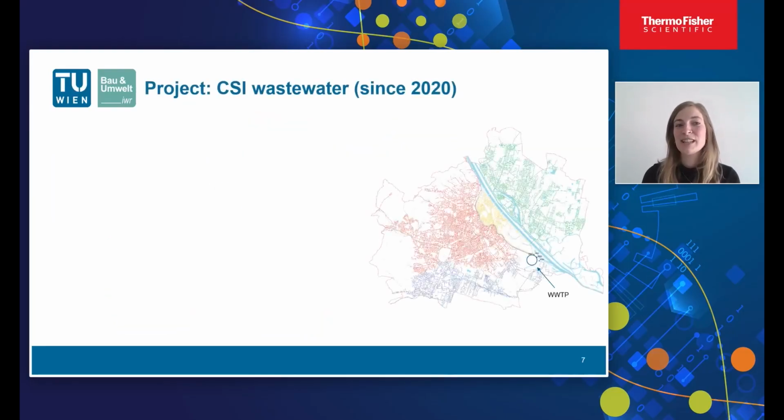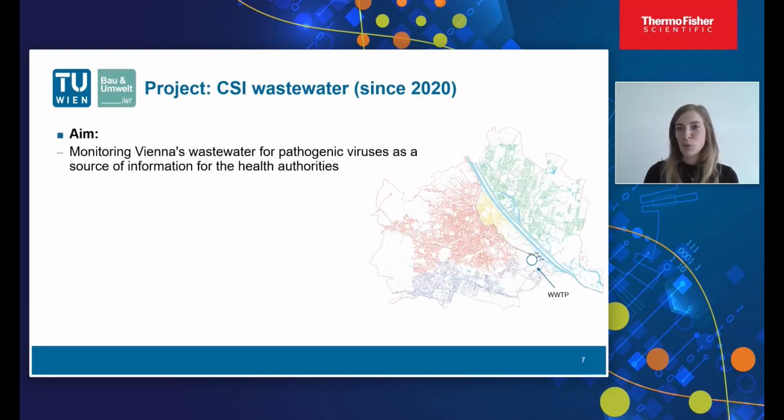All right, so let's have a look at the CSI Wastewater project. This project basically started quite at the beginning of the SARS-CoV-2 pandemic when it reached Austria in early 2020. The aim of this project was, and still is, to monitor Vienna's wastewater for pathogenic viruses as a source of information for the health authorities.